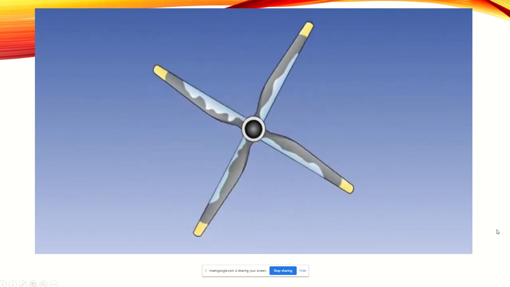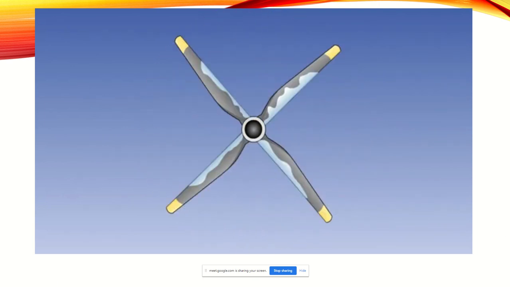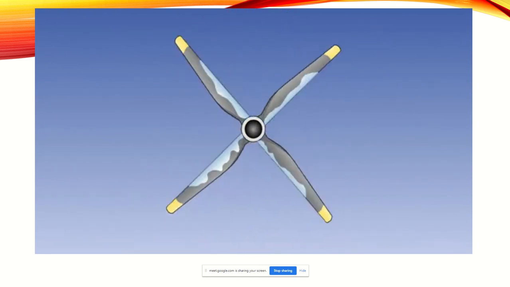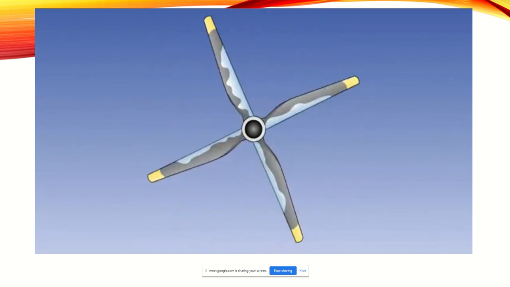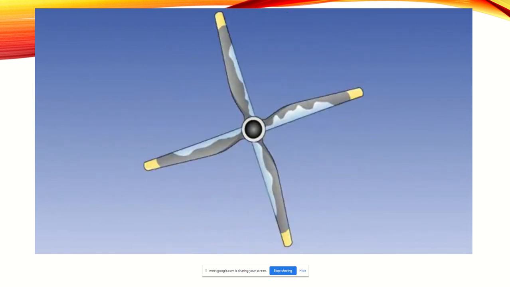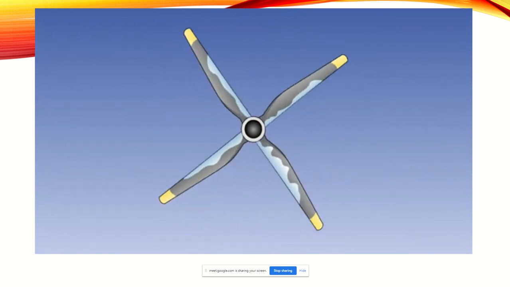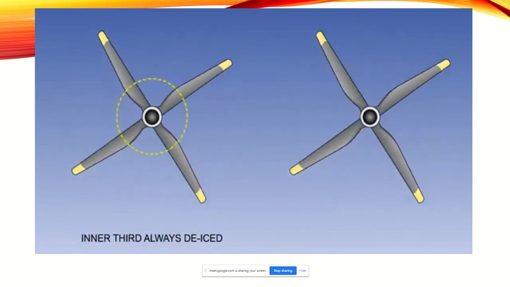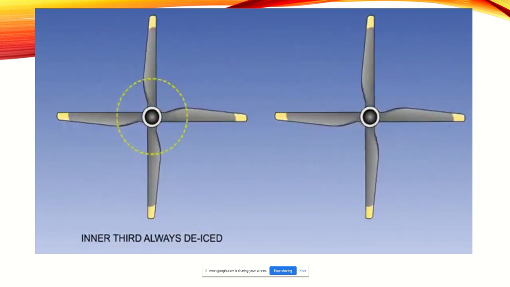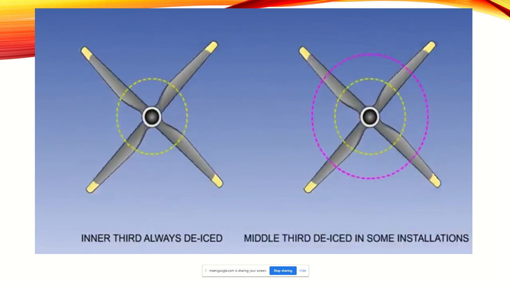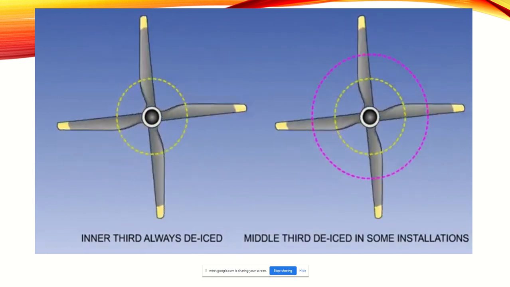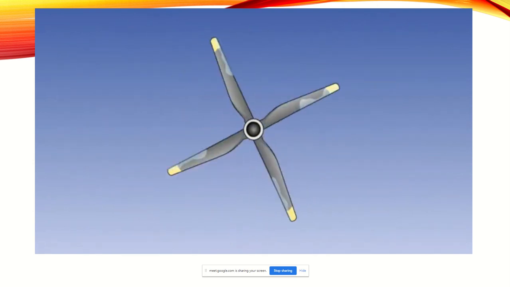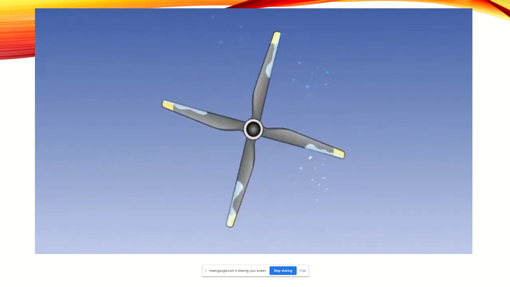Ice formation on a propeller blade produces distortion to the aerofoil section, causing a loss in efficiency and possibly causing unbalance, which can lead to destructive vibration. The buildup of ice must be prevented, and this is usually done by electrically heating the propeller blades. Because of its thickness and lower speed, the inner third of the propeller blade is most susceptible to icing and is always de-iced. In some installations, the middle third is also de-iced. The outer third of the blade is not so susceptible to icing and is not normally de-iced.